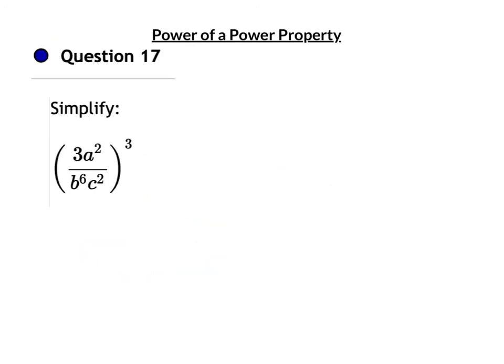Question 17. We're cubing everything inside. We'll take the 3 and cube it. That's 3 times 3 times 3, which is 27. We have a power on a power. That's when we multiply our powers. A to the 6th. Down below, we're doing the same thing. We're cubing everything. We're going to cube b to the 6th, and it's a power on a power. That's b to the 18th. And c squared cubed is c to the 6th.